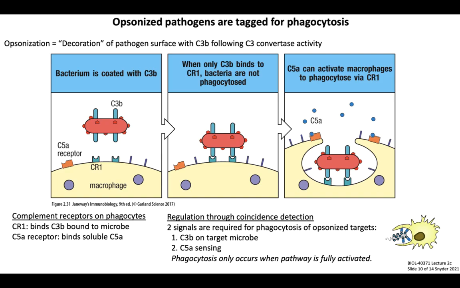Importantly, both of these receptor-ligand interactions must occur, through a process known as coincidence detection, in order for phagocytosis to be engaged. So an opsonized pathogen can't be eaten up in the absence of soluble C5a, and C5a receptor activation cannot make a phagocyte eat a non-opsonized pathogen. And this coincidence detection provides an additional layer of regulation to the phagocytosis outcome of complement signaling.